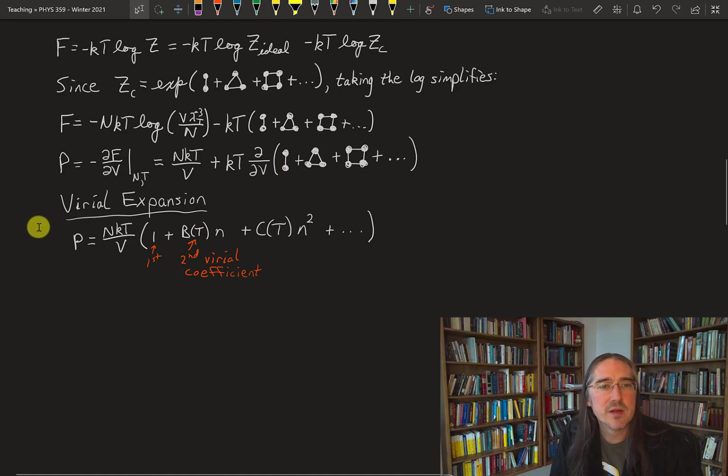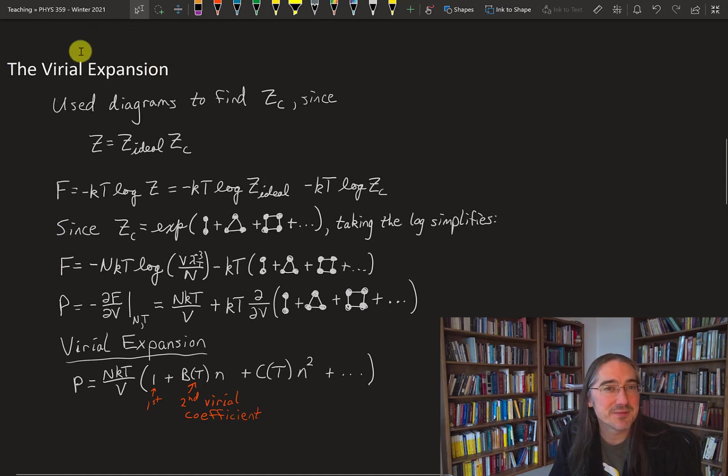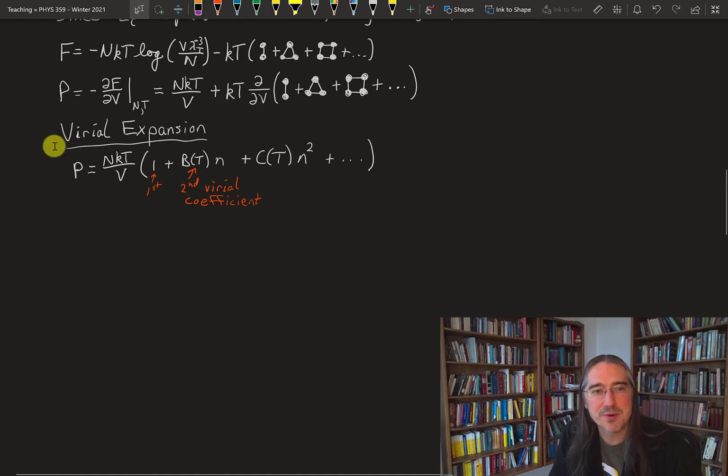Okay. Now, the perturbation expansion that we're going to connect these to is something called the virial expansion. Okay, I mentioned that at the top. The virial expansion is, or at least it was the title of this section. So we got to it.